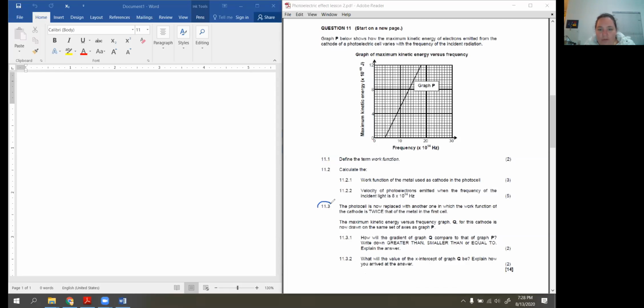So we then move on to 11.3. The photocell is now replaced with another one where the work function of the cathode is twice that of the metal in the first cell. Now, I'm going to presume we don't need the exact value, but if we use the equation E equals W0 plus EK max, it effectively means that this is going to be twice as big as it was.